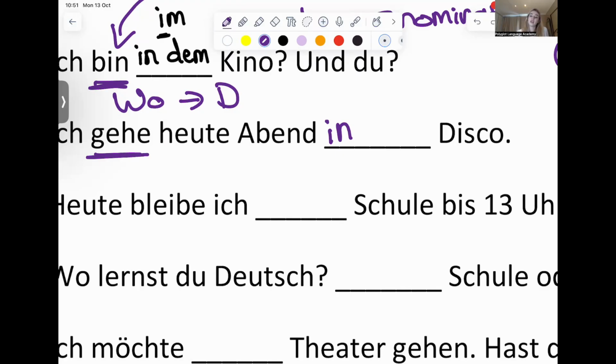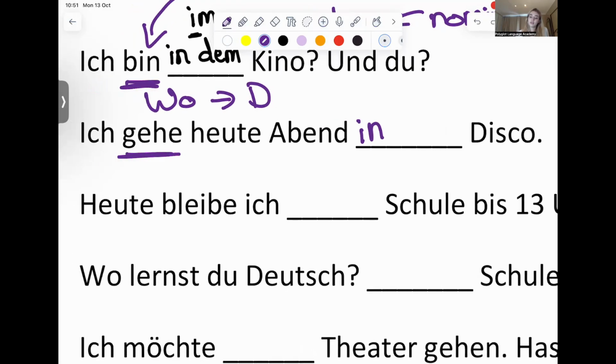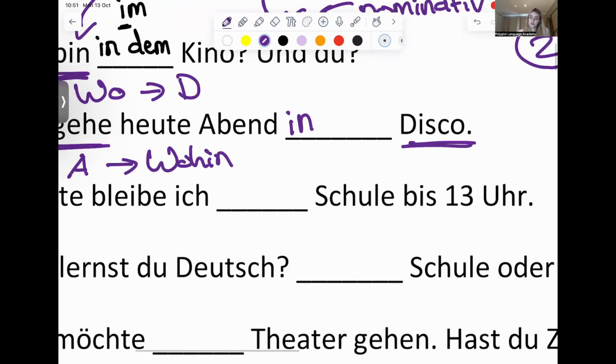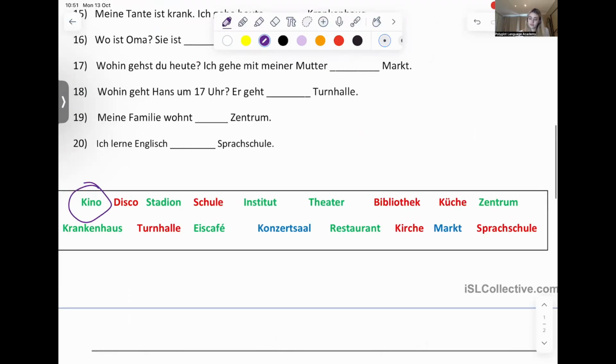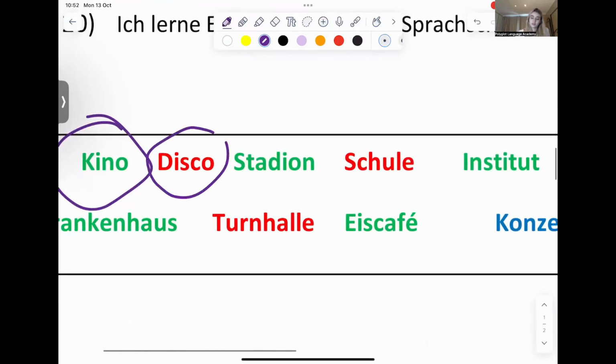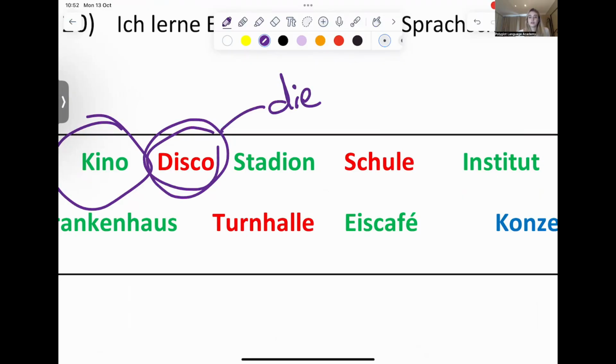And so, in this sentence, ich gehe heute Abend in Disco, gehe shows us this movement. So it's also here understanding what the sentence is saying. If you have gehe, it does always mean accusative because you're saying wohin, where are you going? Okay, now step 2 is to figure out what is Disco. So we can go down. What is Disco here? Here's Disco, and we can see it's die Disco. But can we just go right, ich gehe heute in die Disco?